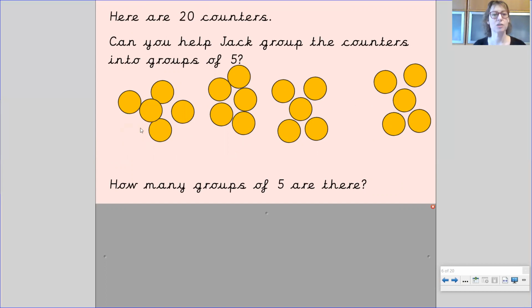Excuse me. Shh, don't tell. 1, 2, 3, 4, 5. Too many counters. So we've got 20. How many groups of 5 are there? There are 4. 1, 2, 3, 4 groups.